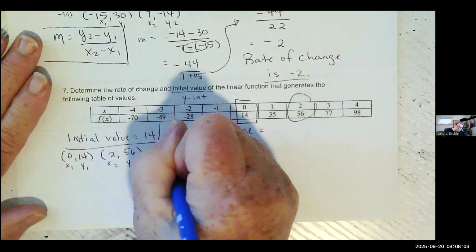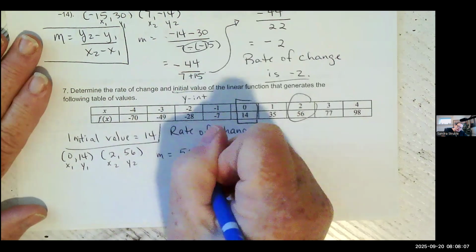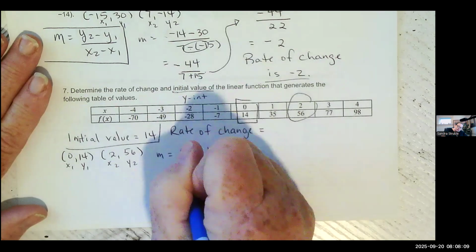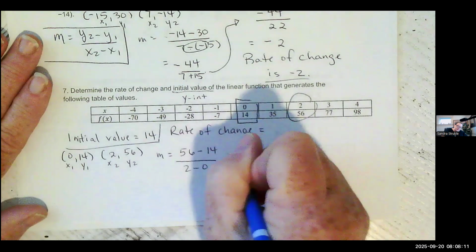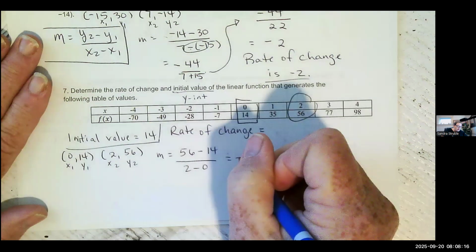So rate of change is m equals y sub 2, same formula I already gave you, 56 minus 14 over 2 minus 0. 56 minus 14 is 42.